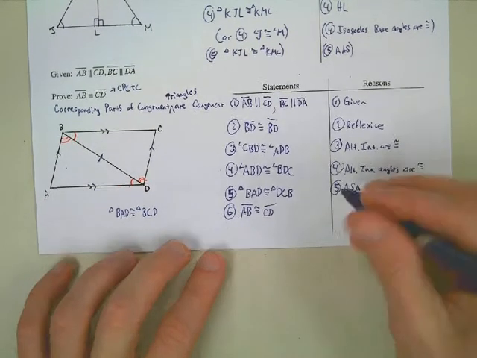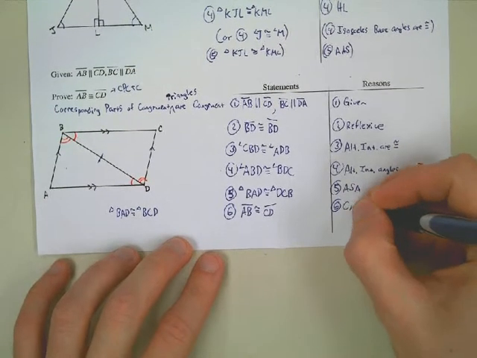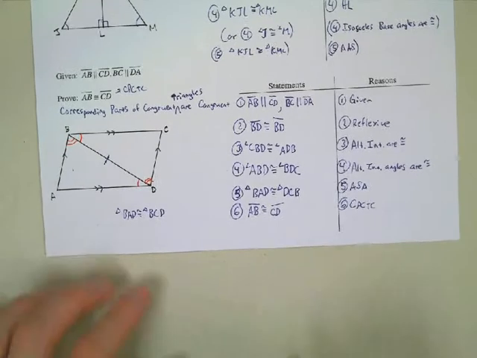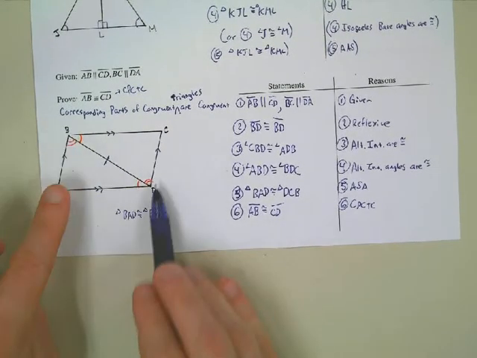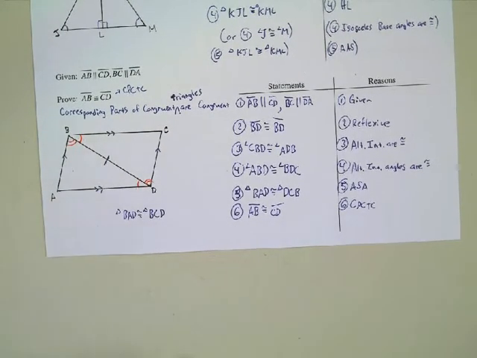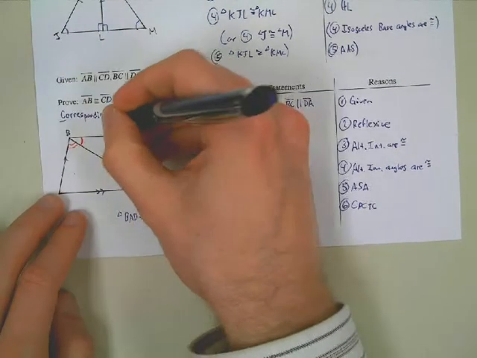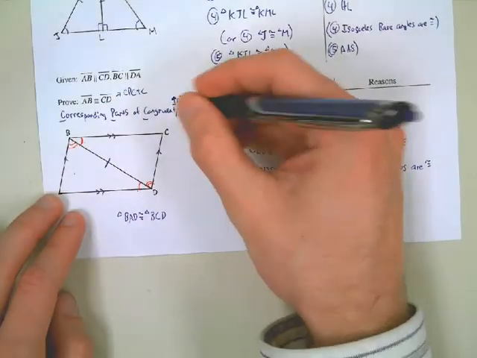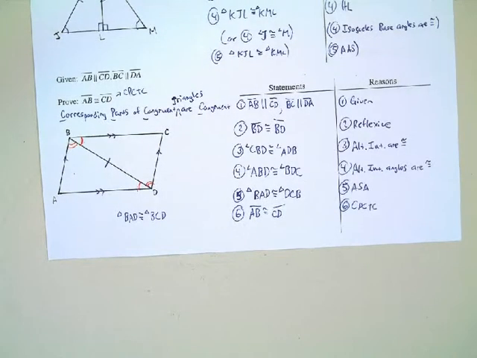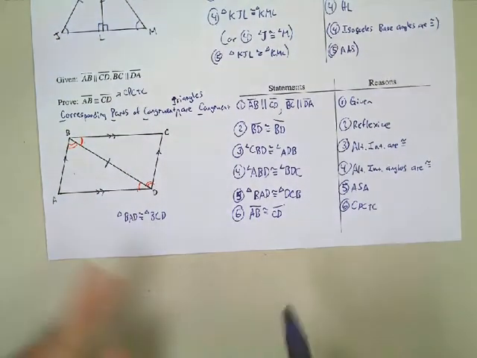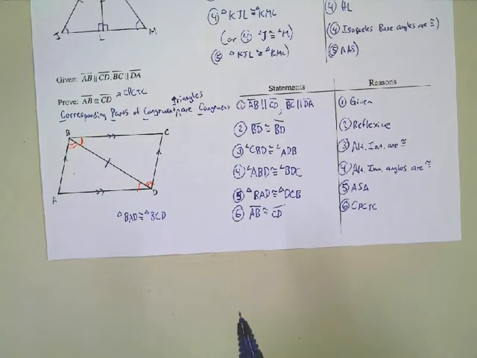Corresponding parts of congruent triangles are congruent. Yeah, that's what it stands for. It's an acronym. So like, all the ones on the back, they're not CPCTC.